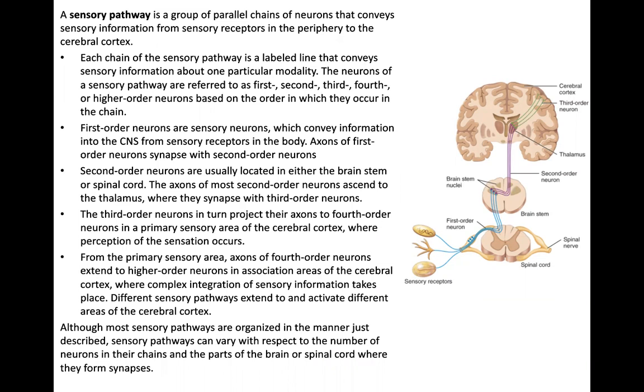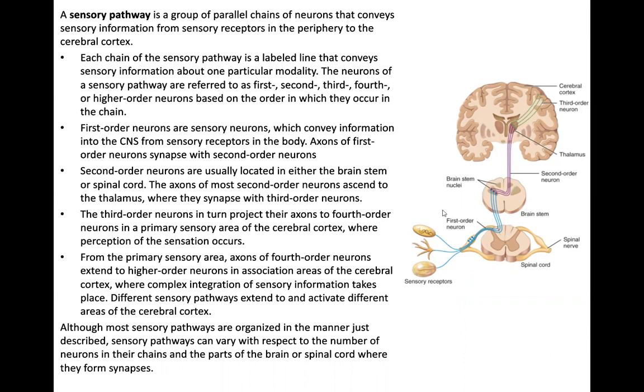A sensory pathway is a group of parallel chains of neurons conveying sensory information from sensory receptors in the periphery to the cerebral cortex. Each chain of the sensory pathways is a labeled line conveying sensory information about one particular modality. So in other words, this receptor, this receptor, this receptor, they're all activated by a different stimulus. Maybe this is sensitive to cold, maybe this one's sensitive to pressure, whatever. Okay, but this labeled line, those middle lines that you see there, would only be sending in the sense for scent or cold or pressure or whatever.